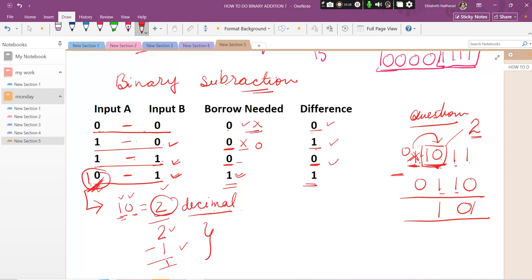And now here nothing is left. Okay, nothing is left over here. So what we will do, we will note it down as it is. Okay, so this is the way we perform binary subtraction.